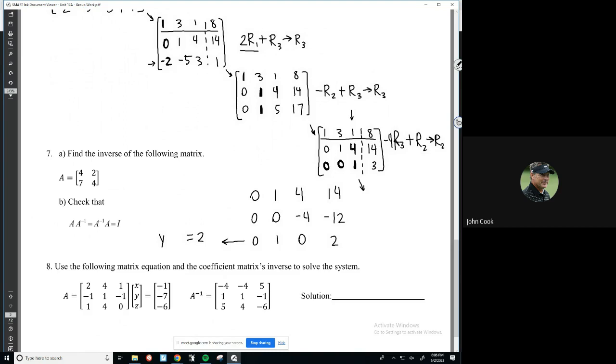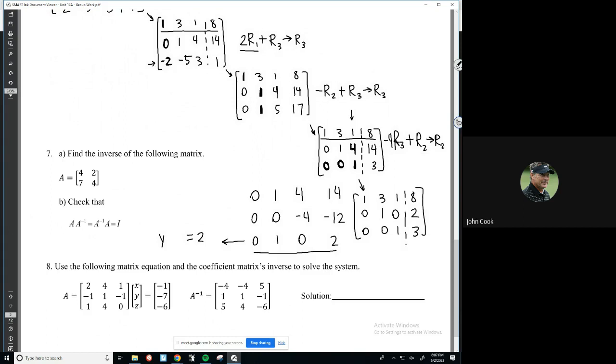So here's how it looks. Ready? It looks like this so far. The first row stays the same. The second row becomes 0, and then 1 and then 0 and then 2. And then my third row stays the same, 0, 0, 1, and then 3.